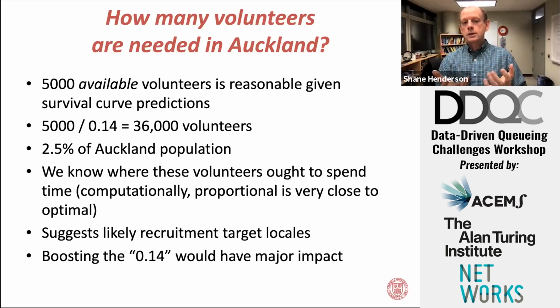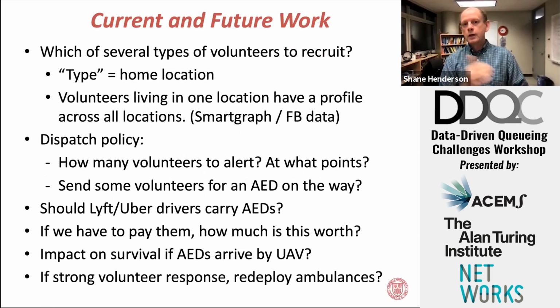We can also use the techniques that I'm showing you here to suggest where we might want to grab more volunteers. I won't go into the details of that, but it's very straightforward. It's just looking at the optimization. And the other point that I want to make here is that boosting that 0.14, which is the probability that a volunteer will accept the alert, has major impact because that effectively changes the number of available volunteers you have. It's like saying that these 36,000, we convert them by multiplying by 0.14. If we're multiplying instead by 0.3, boy, does that have an impact on the number of active volunteers in the setup. So some of the current and future work that we're dealing with in this problem relate to these questions.